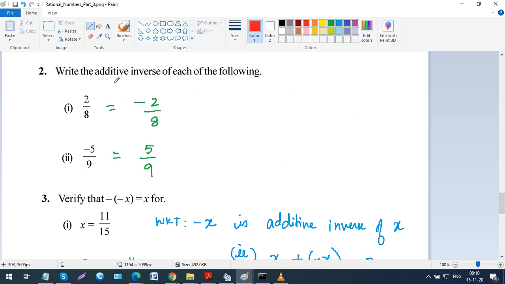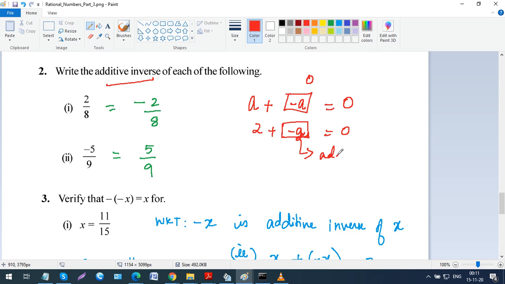Write the additive inverse. So I told you what is the additive identity, right? Additive identity means 0 is the additive identity. Now if I ask you what's the additive inverse, that means what should be added to this A so that it gives you 0. Okay, the additive inverse is nothing but the negative of a number. So if you add minus A, that is when you will get 0, right? If you have 2, what should be added over here so that you get 0? You have to add minus 2, right?